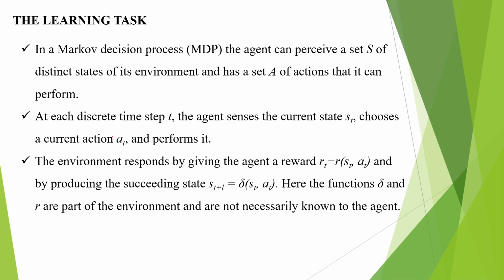Okay, so how will the learning task be in reinforcement learning, in a Markov decision process? We call this Markov decision process MDP. The agent can perceive a set, capital S, of distinct states. Already I have defined this S in my previous slides. S is nothing but the set of all possible states, S1, S2 and so on, Sn.